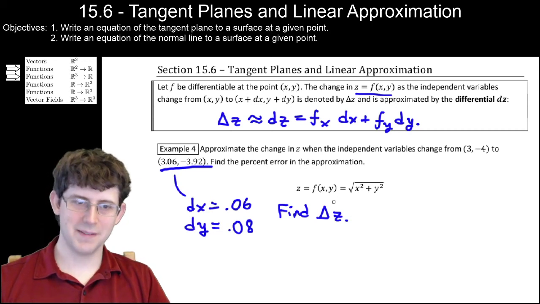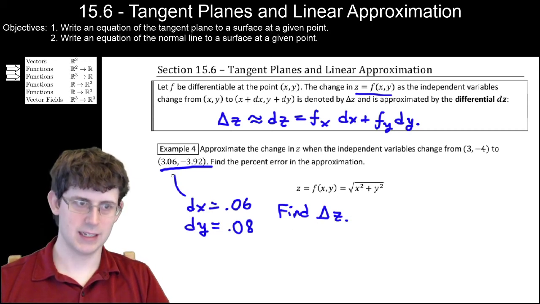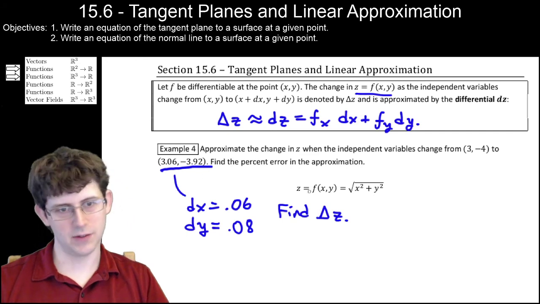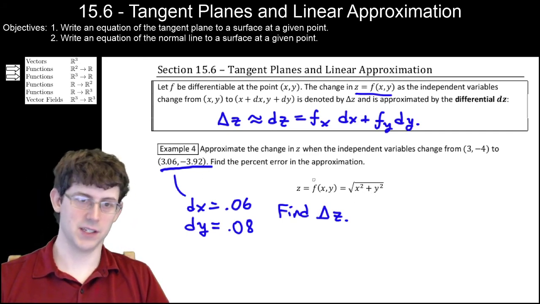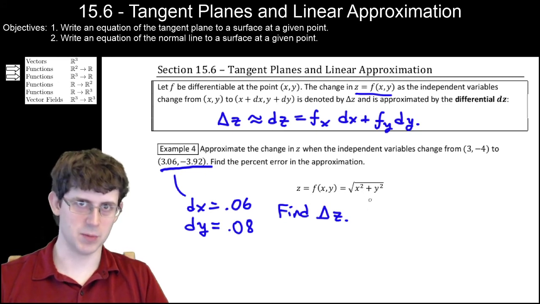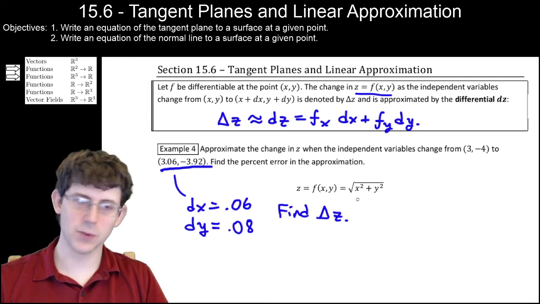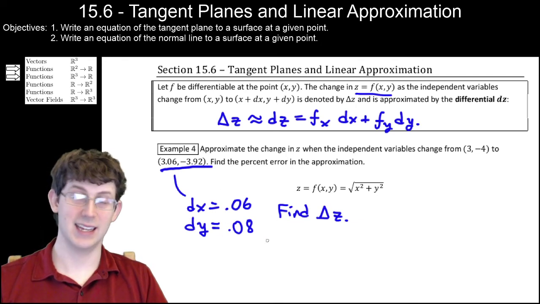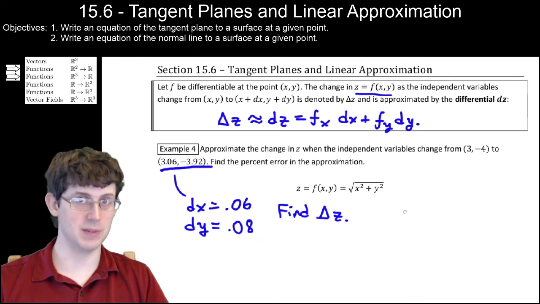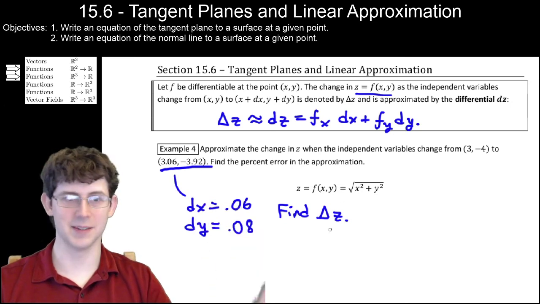And we don't want to find that directly, because I don't want to square 3.06 and square 3.92 and put them in the formula. If you really needed the value of this function to great accuracy, you would do that. You just plug it into the formula. But in the real world, you might only have this information, the dx, the dy, and some partial derivatives, and you might not have a formula at all. So that's why this matters.